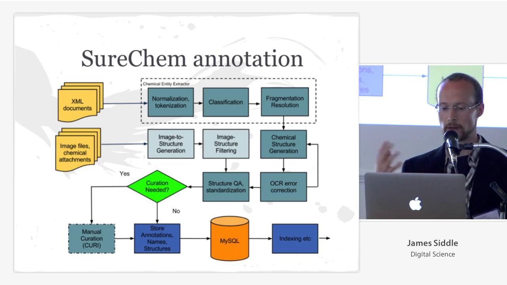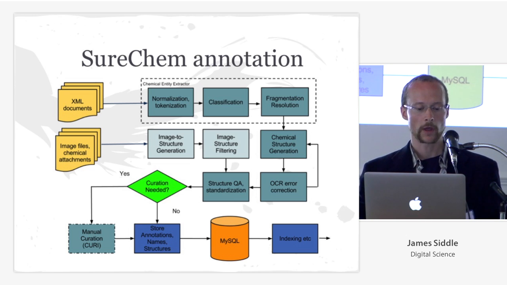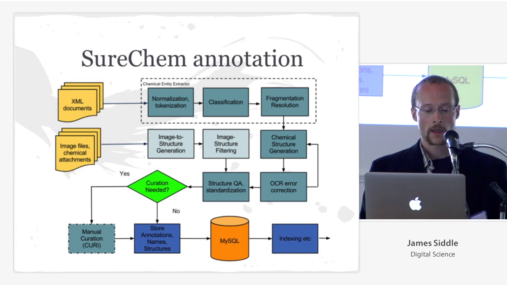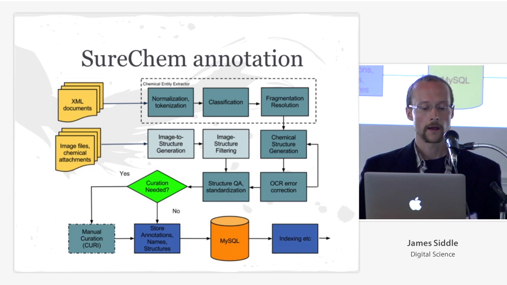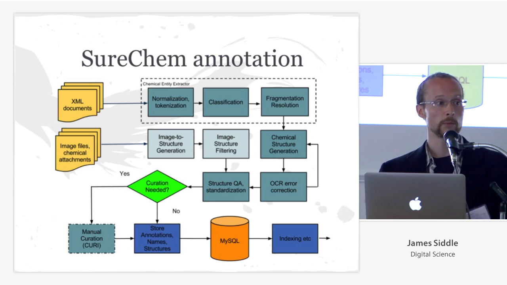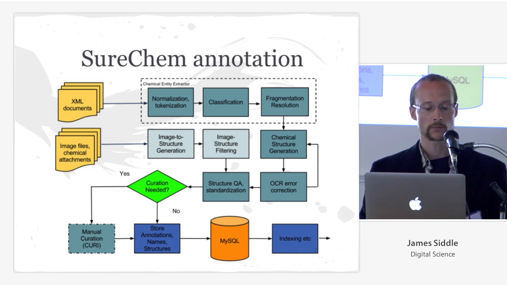So that's all a bit hand-wavy. So here's a concrete example. This is the SureChem annotation pipeline. And I'm just going to talk through briefly how it works in practice. I'll point out the ways in which we've made use of some of those opportunities. And I'll describe the role that people play in making automation possible.